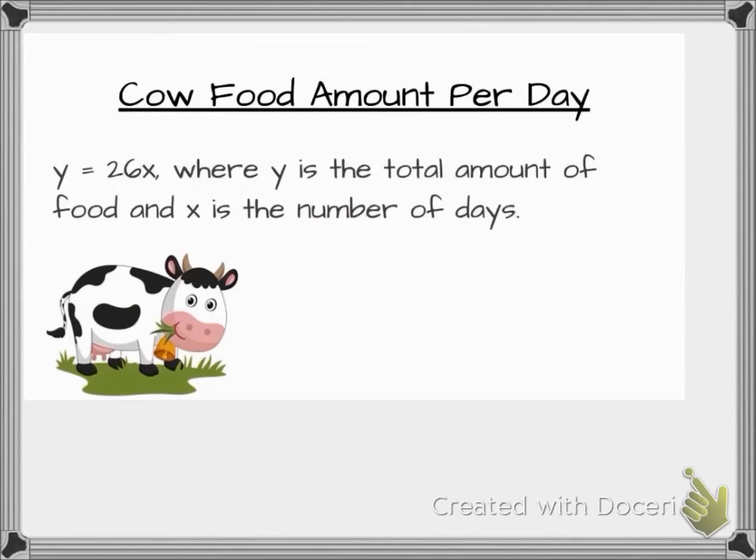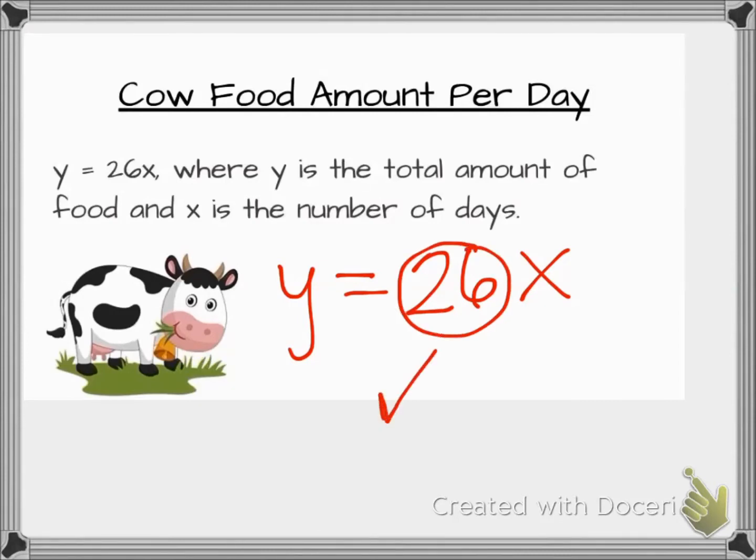Our cows, their information is given by the equation y equals 26x. And it says where y is the total amount of food and x is the number of days. Our equation is in slope-intercept form, so the rate of change is the number in front of x. So our cows eat 26 gallons per day.